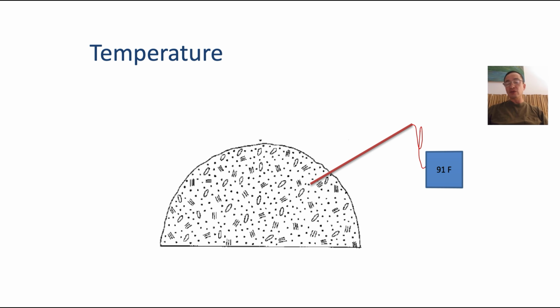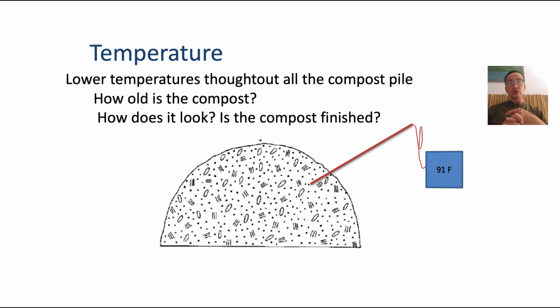Okay, so now let's say you have 90, you have 89, you pull it up a foot, you put it up another foot, you have 91. So the pile is about the same temperature. So what does that mean? It means a lower temperature of the compost pile. How old is the compost? Did you create the compost a long time ago and this is stable? How does it look? Is the compost finished? Are the materials too brown so you don't have a lot of nitrogen in it? Is it too dry? Is it too wet? Those things could happen, and they will make your pile be at ambient temperature.